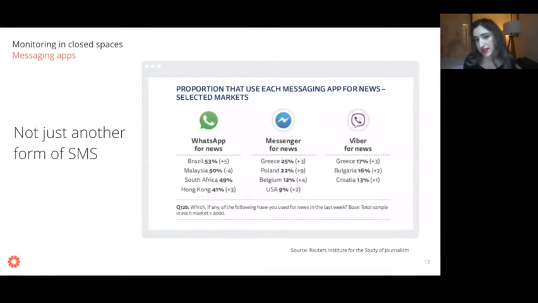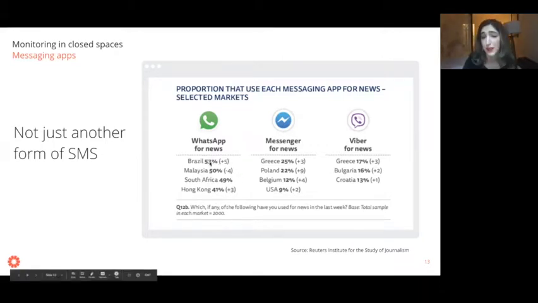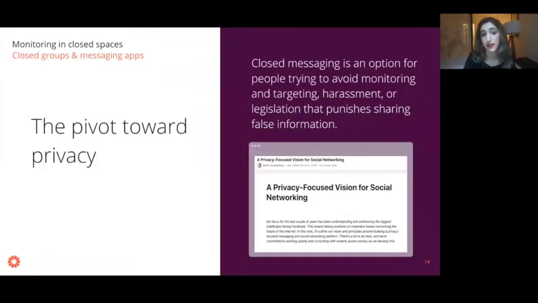And here's some interesting data also about who is using this for access to news. So, we say closed messaging apps are not just another form of SMS, because people are talking in groups and people are using them for news consumption. So this was some interesting data from the Reuters Institute that shows that 53% of respondents in Brazil say that they use WhatsApp as a platform for news. And these other figures are quite high as well. Malaysia, 50%, South Africa, 49%. So yeah, they really aren't just another form of SMS. These are platforms that people are using for news consumption and therefore for consumption of information about vaccines.